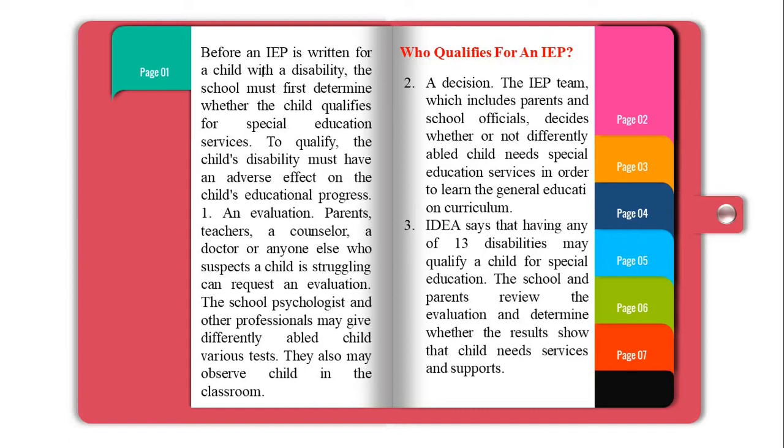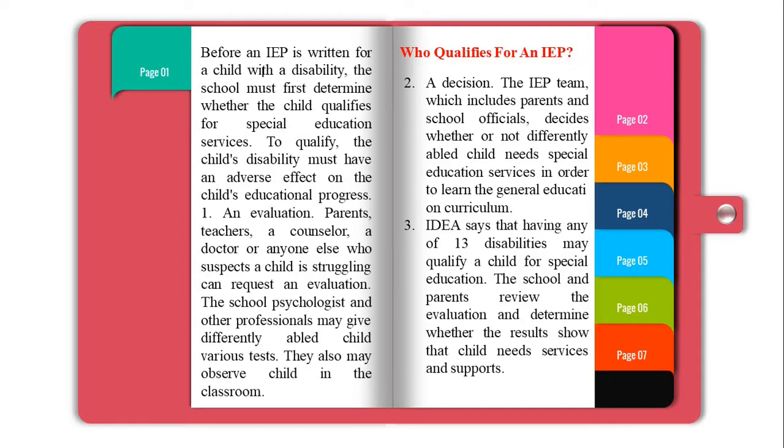First one is an evaluation. Parents, teachers, a counselor, a doctor, or anyone else who suspects a child is struggling can request an evaluation. The school psychologist and other professionals may give the differently abled child various tests. They also may observe the child in the classroom.